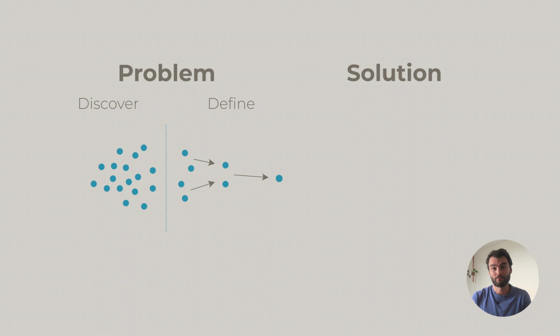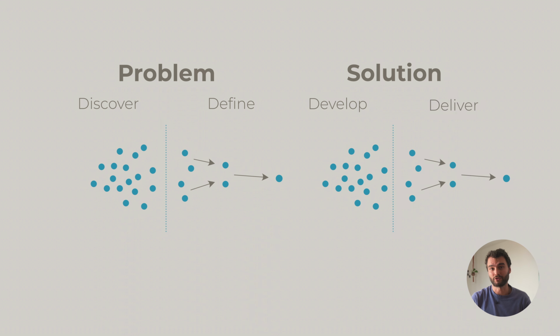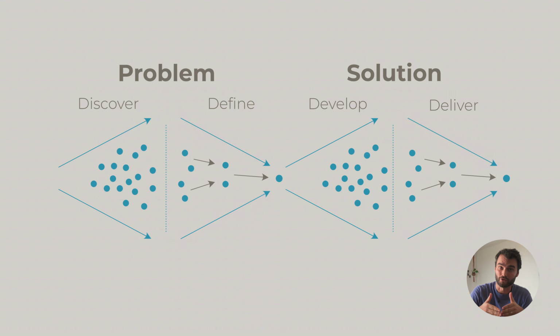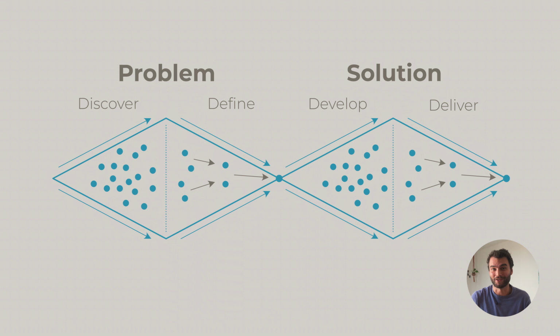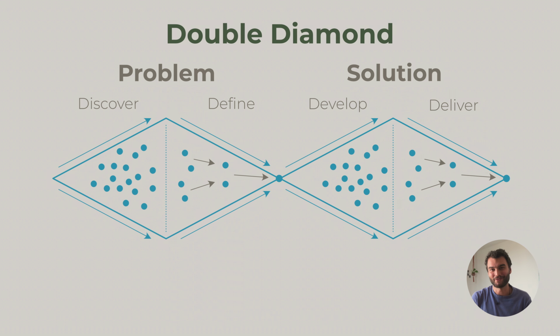For this specific problem, we want to develop the best possible solution. We can use all kinds of ideation techniques to develop potential solutions and different ways to test them. Then we want to deliver the best solution as a product for potential users. You see that for the problem and the solution, we diverge, gain as much knowledge, ideas, and understanding as possible, and then we converge and pick the best. So you get two diamond shapes, which is why they call it the double diamond. It's not a very creative name, but I like to keep things simple.